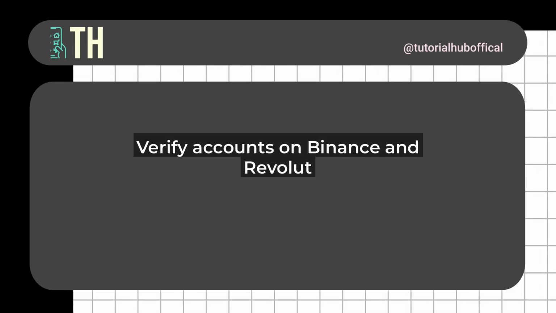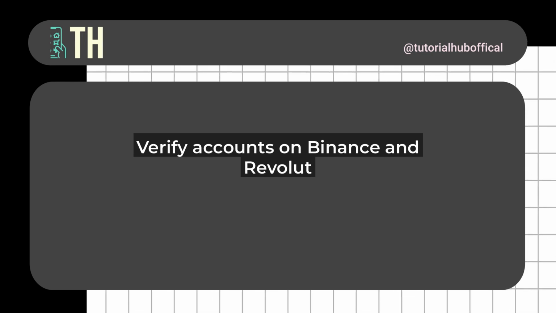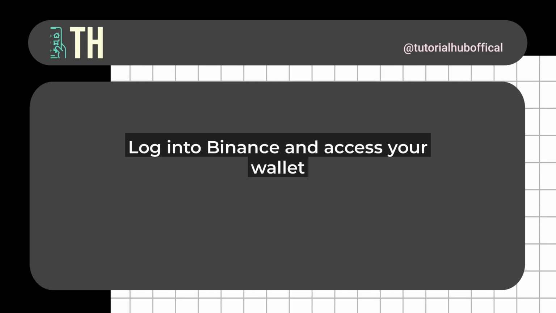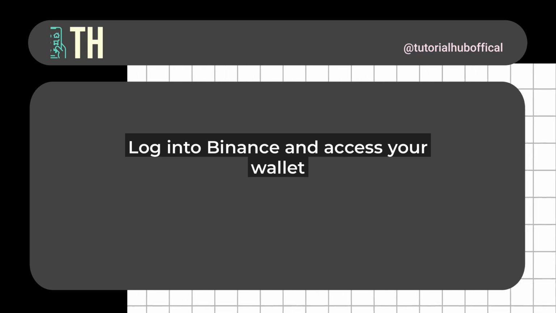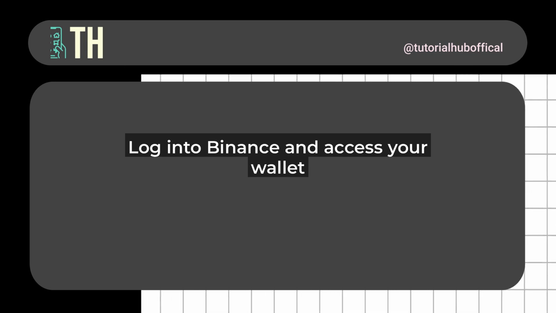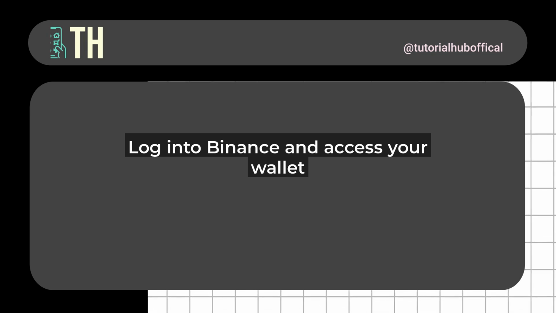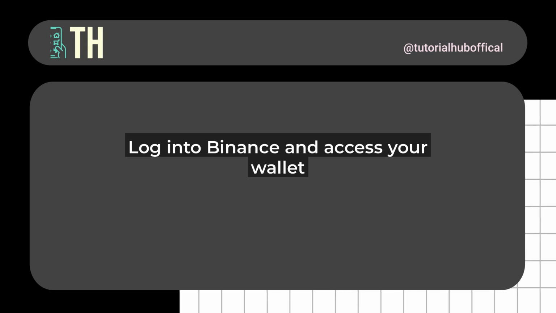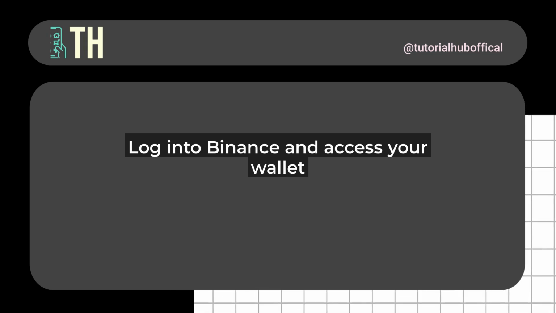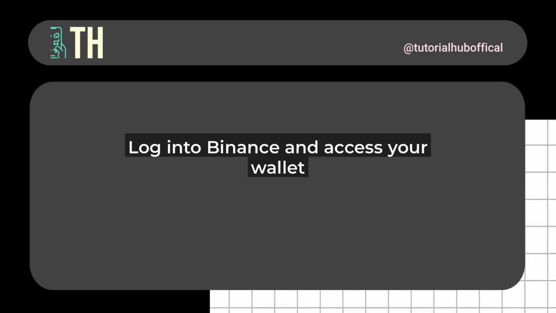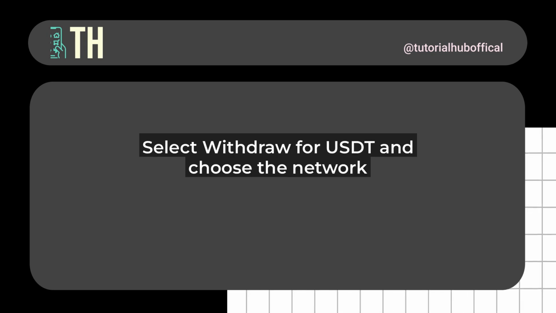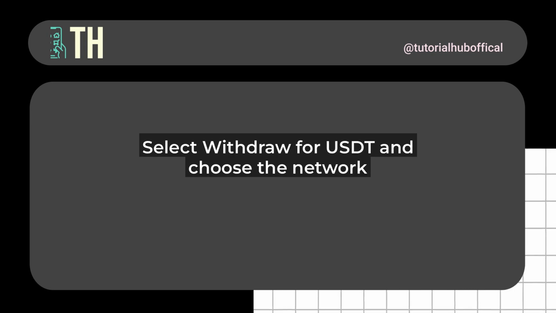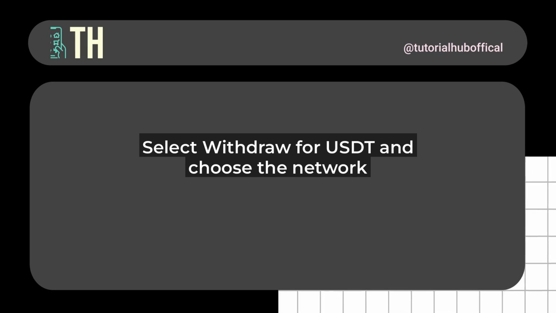Let's get started. Step 1. Log into your Binance account. Head over to the Wallet section and select Spot Wallet, or Funding Wallet, where your USDT is held. Next, click on Withdraw and search for Tether or USDT. Now, choose the right network. Revolut typically supports networks like Tron, TRC20, or Ethereum, ERC20. So pick the one that matches what you used on Binance to avoid extra fees or failed transactions.